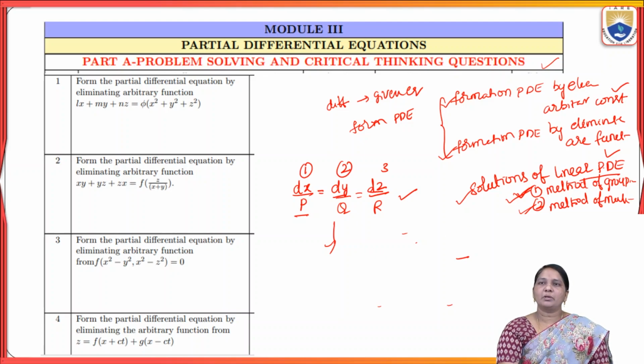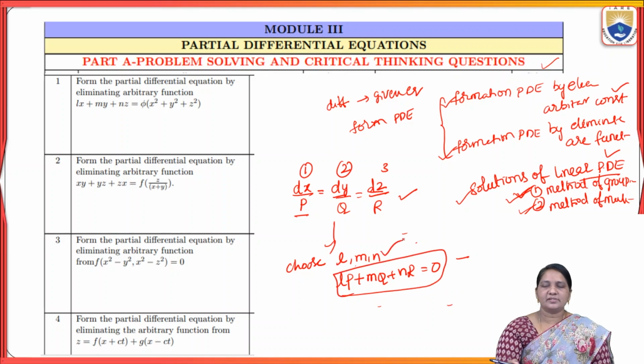What is the condition for the multipliers? The procedure of the multipliers is, first we have to choose a set of multipliers L, M, N, three values. How can we say that these three are the multipliers? Here the one condition is there, that is L into P plus M into Q plus N into R should be 0. If it is 0, then we can decide that L, M, N are the multipliers. If this is becoming 0, then we can take the solution, that is L into dx plus M into dy plus N into dz is 0.